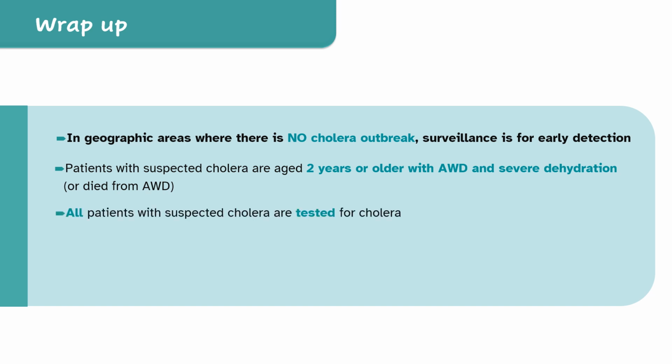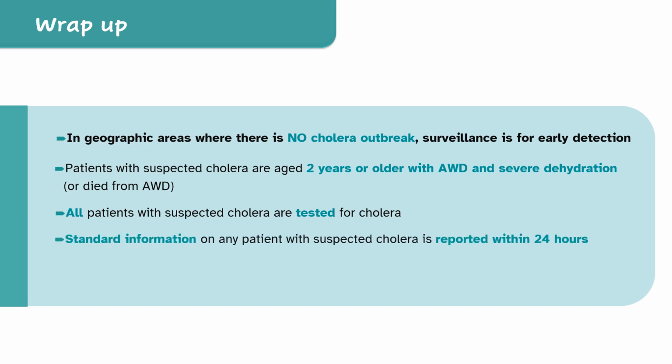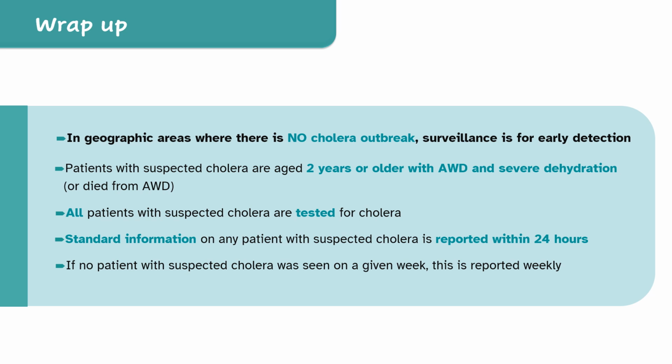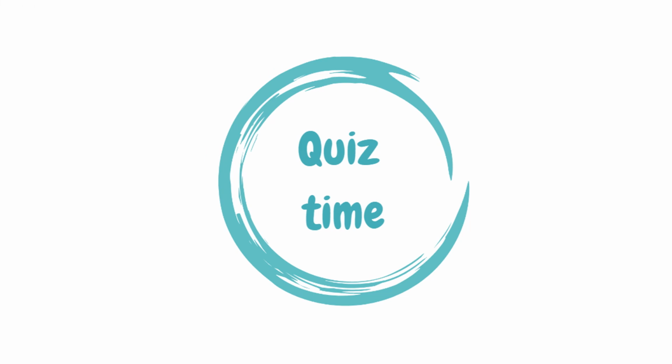All patients meeting the definition of a suspected cholera case are tested for cholera. In addition, standard information is collected on all patients meeting the definition of a suspected cholera case. This information is reported within 24 hours. If no patient with suspected cholera was seen at a facility, this is reported on a weekly basis. Before moving on to the next module, we encourage you to take a short quiz. There are 3 questions in this quiz.